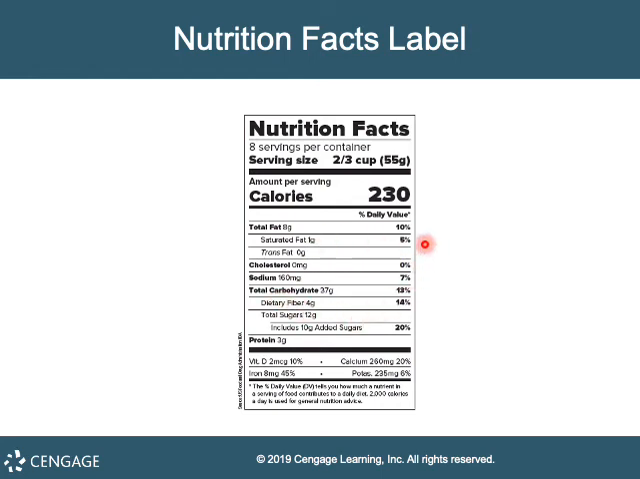And if a percent daily value is somewhere between 10 to 19% of the daily value, that's considered a good or significant source of that nutrient. If it's greater than 20%, that's considered a high source of that nutrient. So for example, this particular food would be a high source of added sugars and a high source of calcium and a high source of iron. But it would be a significant source of vitamin D, as well as total fat, total carbohydrate, and fiber.